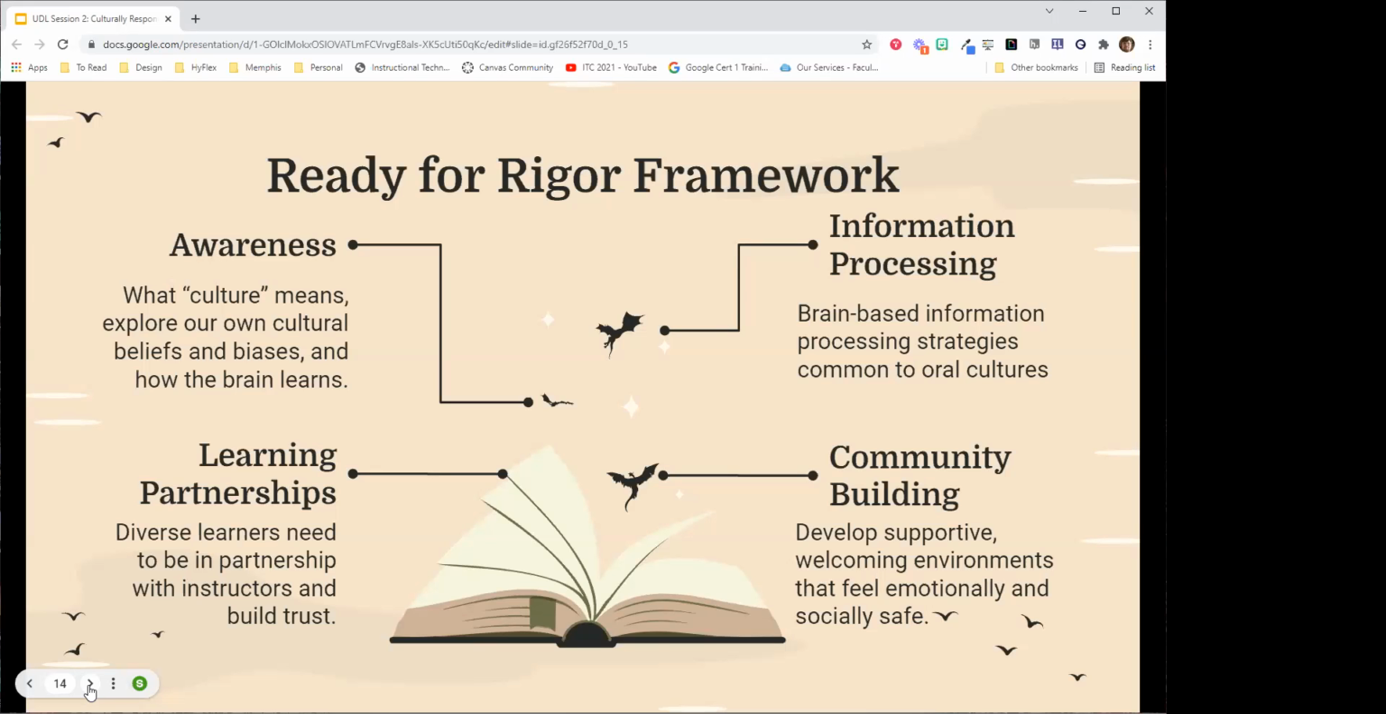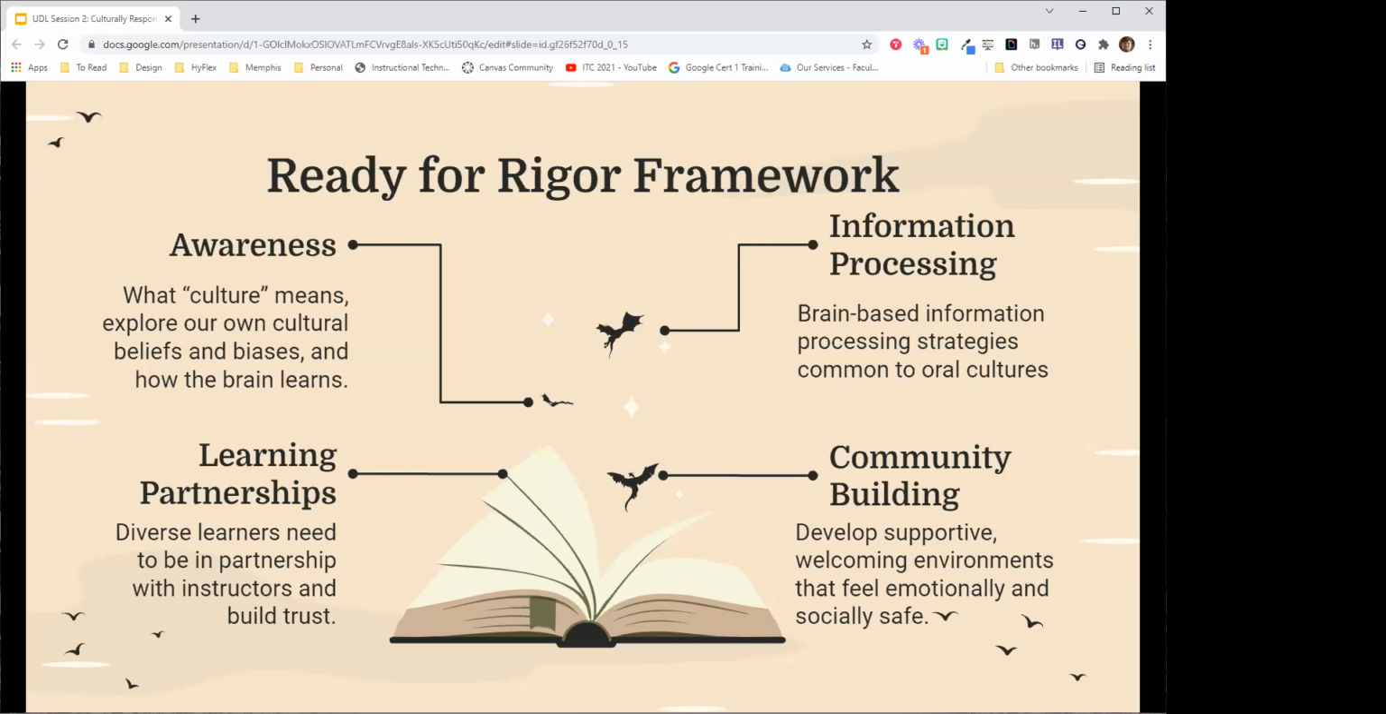The first is awareness. We have to understand what culture means. We have to understand our own culture, and we have to understand our own beliefs and biases and how that is affecting our teaching and how that's affecting our courses. And we have to understand how the brain learns through culture. Just like Paige demonstrated, and I'm so glad that she sang the song and not me, when we learn things in certain ways, dependent on our culture, they tend to stick with us in those same ways. And so understanding how culture and learning are meshed together.